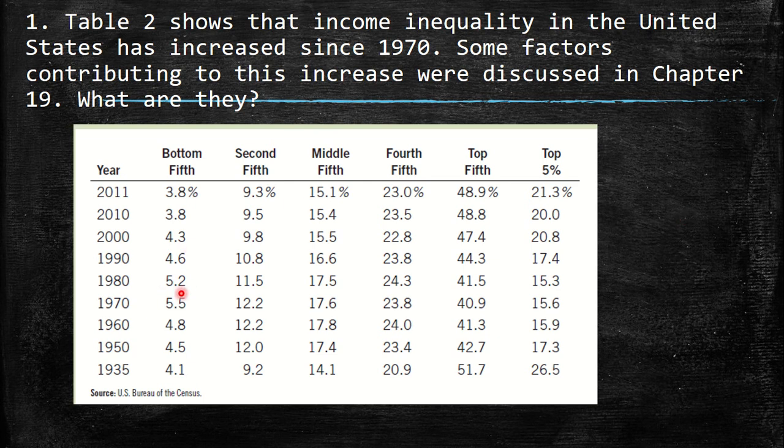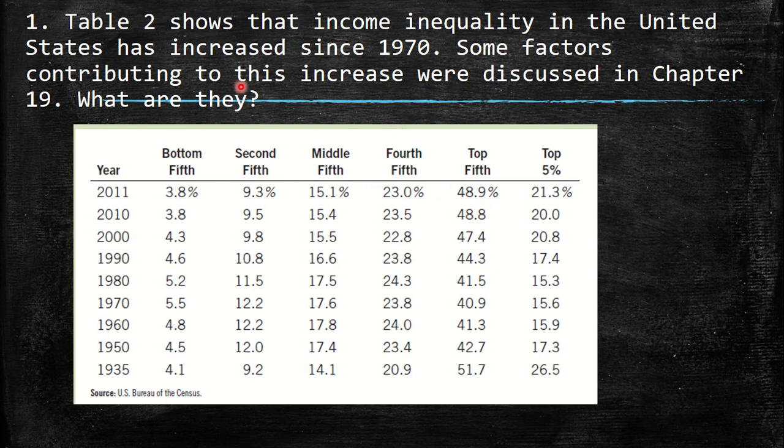So we have a look here. We are here in 1970, where the bottom fifth of the population has 5.5% of the total income. It increases the inequality due to this percentage of the top fifth. It has increased. So it means that people with salaries higher than this interval are taking almost 50% of the total income in the economy.